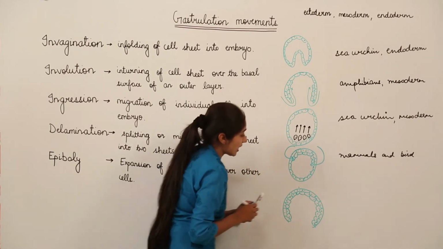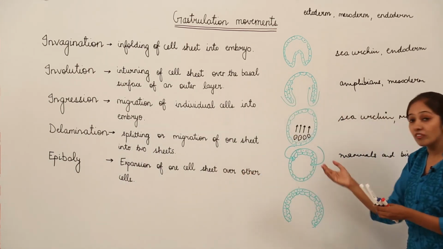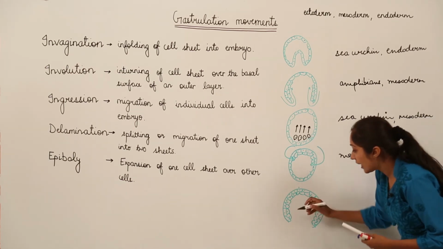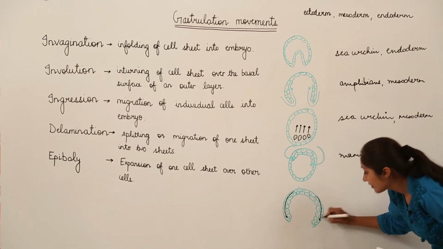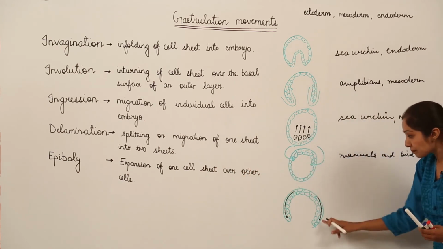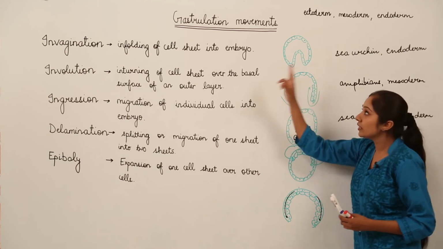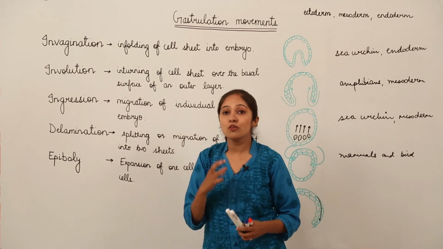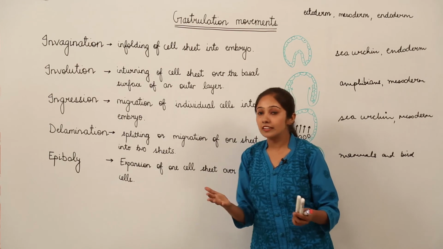How this movement is going to take place, we'll show it with the help of an arrow. Expansion of one cell sheet over other cells. It means this cell sheet has expanded over other cells. So I'll show it with the help of an arrow like this. This is how we are showing expansion of one cell sheet over other cells. So these are the 5 main types of gastrulation movements, means how the cells of the blastula are going to show movements to form the base or to set the stage of a multi-layered organism.